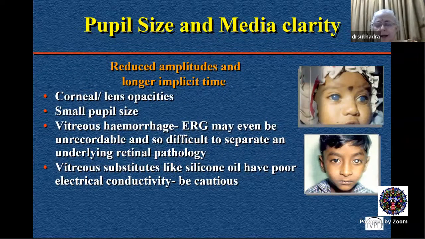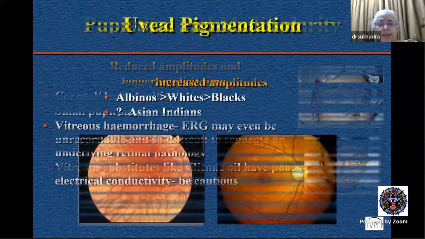Definitely, if there's a hard cataract or a corneal opacity or non-dilating pupil or vitreous hemorrhage, then you can get an unrecordable VEP and ERG. So remember, for silicone oil, because we do have people who do ERG to find out, should I remove the oil and the cataract, will he get vision? No, the oil has a poor conductivity. So you don't do ERG in a silicone oil filled eye. It will not give you the correct interpretation.